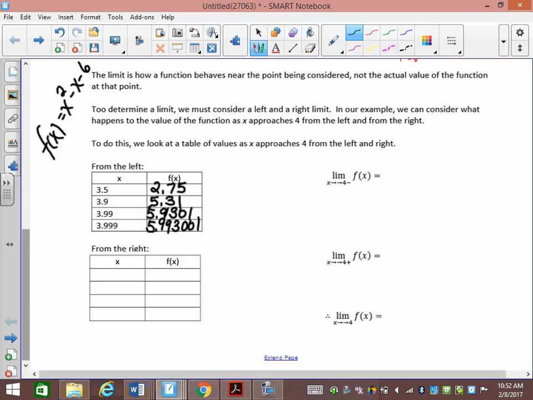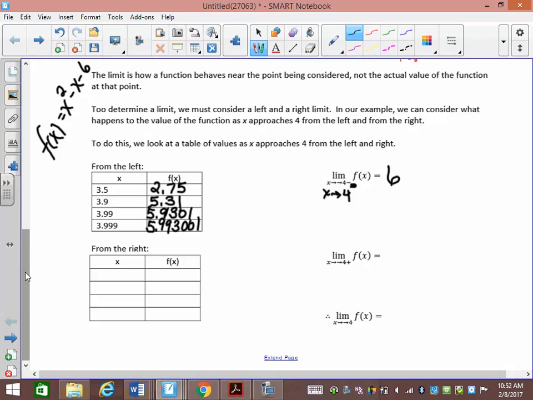How do they represent from the left? They go the limit as x, this should not be a double arrow. I'm not sure why it's doing that. As x approaches 4 from the left, it should look like this. Just one arrow. From the left, you get a negative exponent right after, and from the right, you get a positive exponent right after. But when it printed it to Smart Notebook, it did not like what I had, so it did this. That's good. So from the left, it's approaching 6.